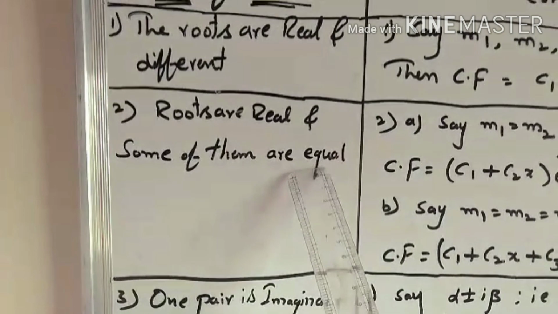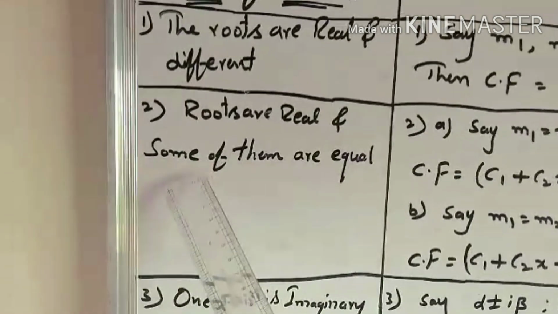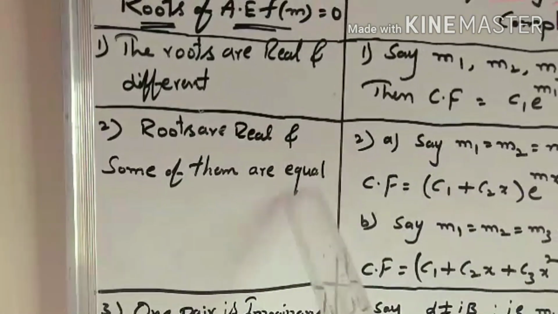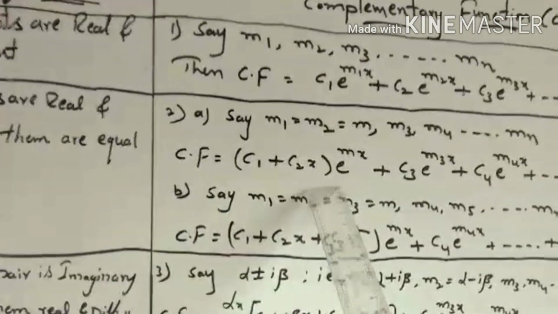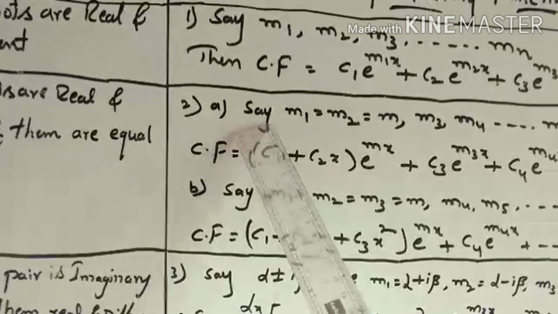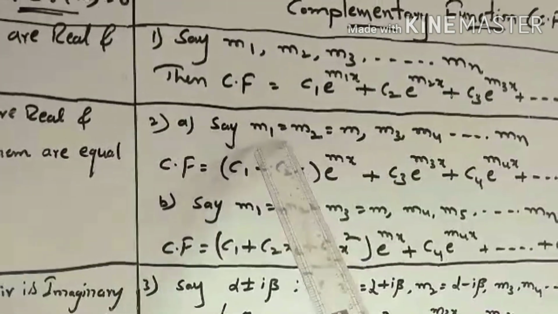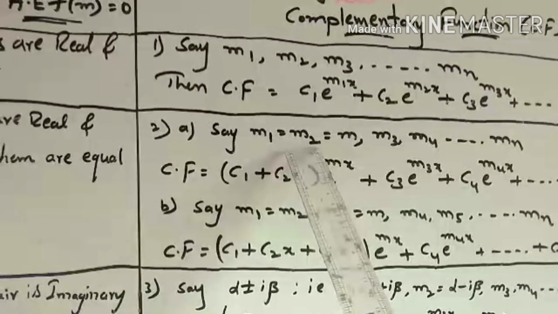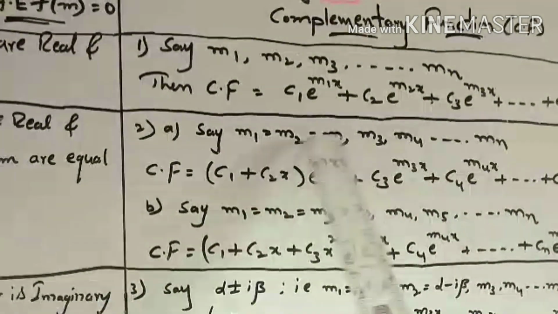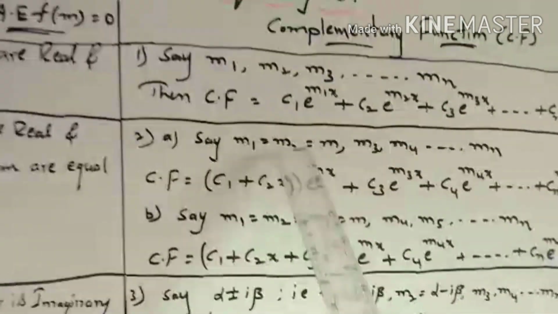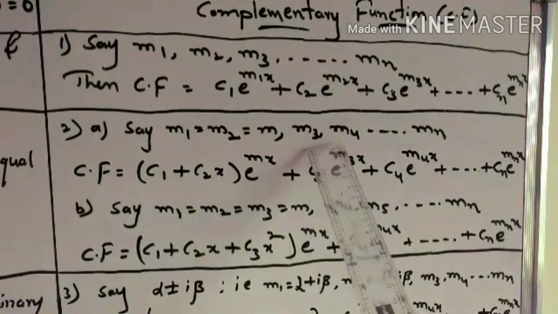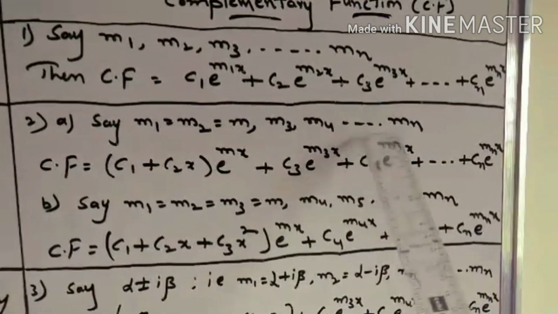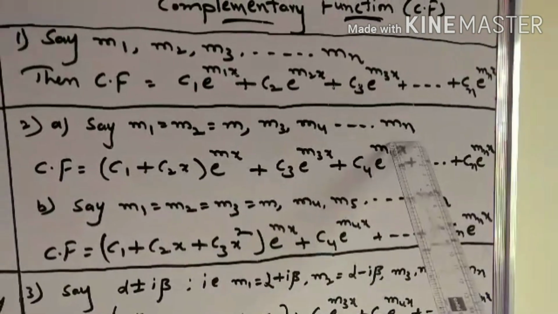Okay, the second point is the roots are real and some of them are equal. Total roots are real and some of them are equal. In this I am discussing two cases. The first case is m1 is equal to m2 is equal to m. What does this mean? Two roots are equal. The remaining roots, m3, m4 and so on up to mn, are real and different.